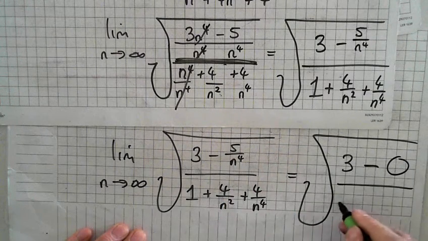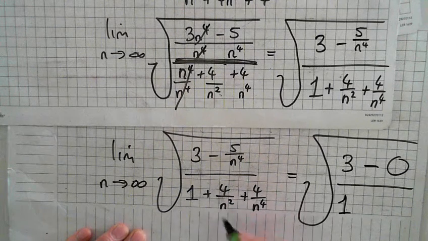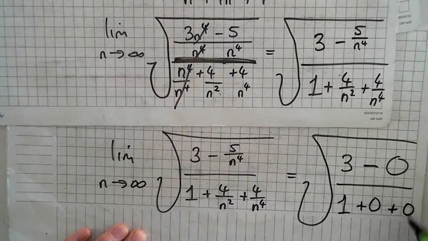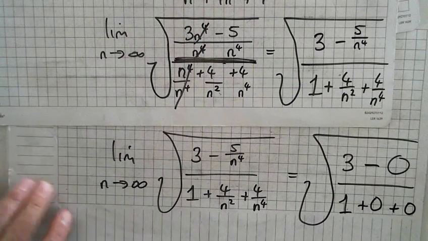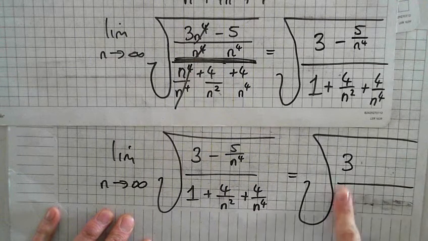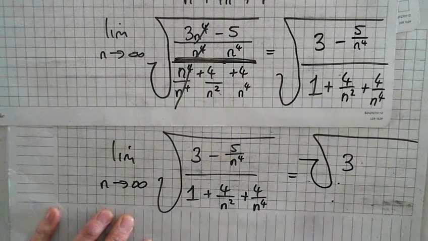On the bottom we have 1. As this gets bigger and bigger and bigger, it approaches 0. And same here. So what do we get? We've got 3 over 1, which is square root 3. Is the answer.